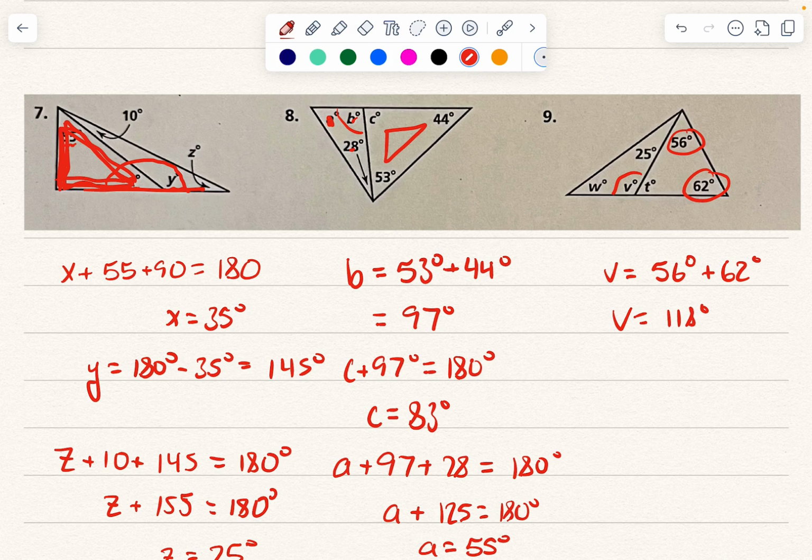All right? I know that T must be supplementary to it. So I know that T plus 118 must add up to be 180. If I subtract the 118, I'm left with 62 degrees.